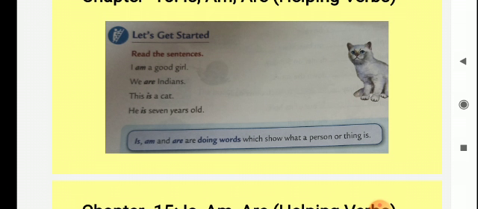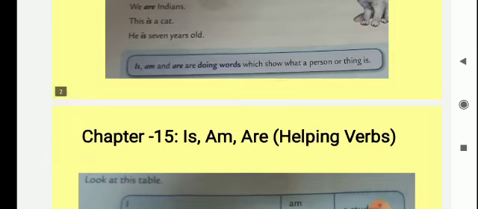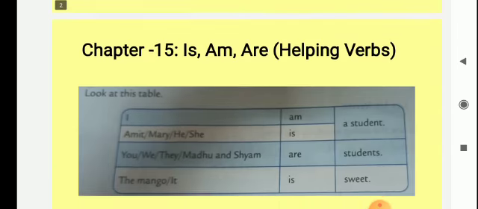So remember, children, am is always used with I only. Is is used for singular subjects and are is used for plural subjects. So here we found that with I we always use am. We is plural, so we are using are. This is singular, so we are using is. He is also singular, we are using is. Now let's do some exercises to understand it better.